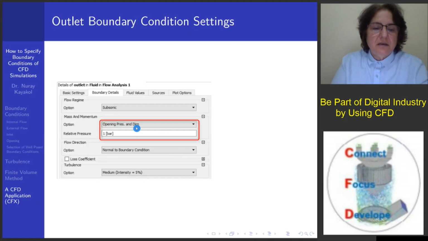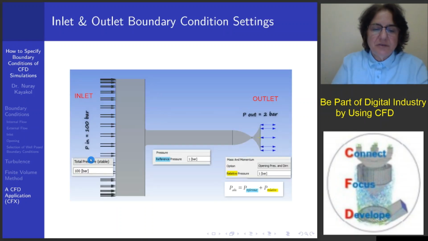Here is the outlet, opening, pressure, and direction. This is the name. Some people write here as dim, as dimension. It has nothing to do with this, but opening, pressure, and direction. This I learned from the CFX manual. It is 1 bar. You see, this relative pressure is 1 bar. If you remember, outlet was 2 bar. And again, flow direction normal to the boundary condition.